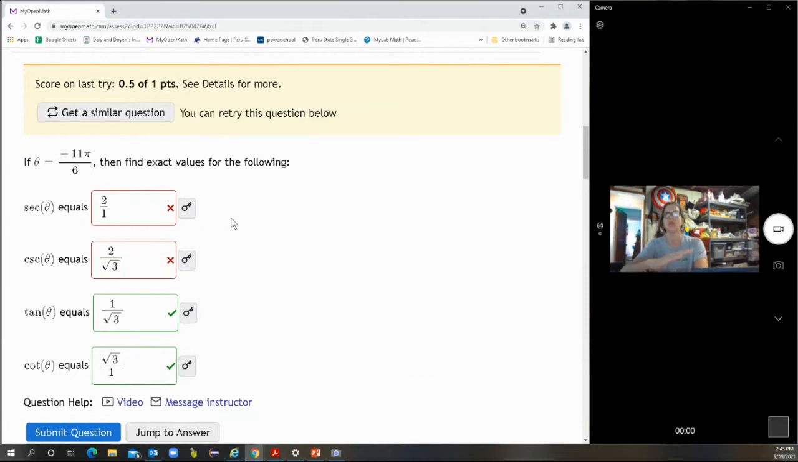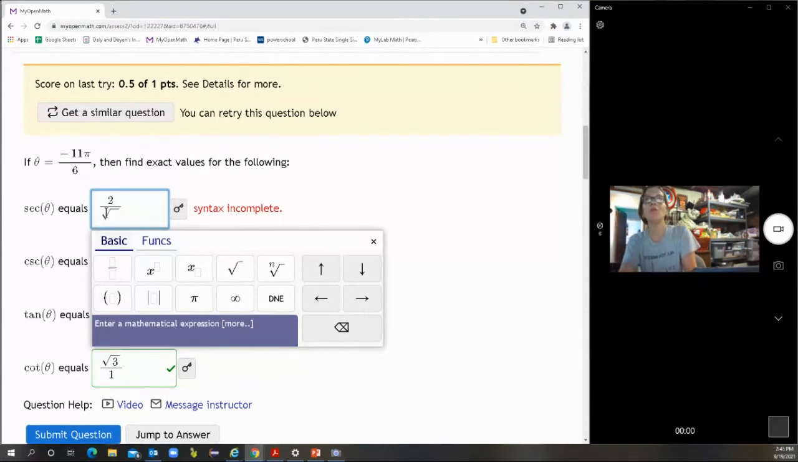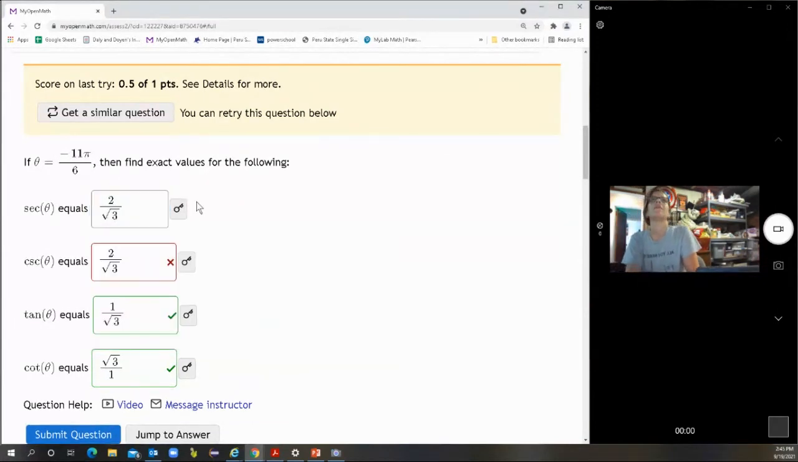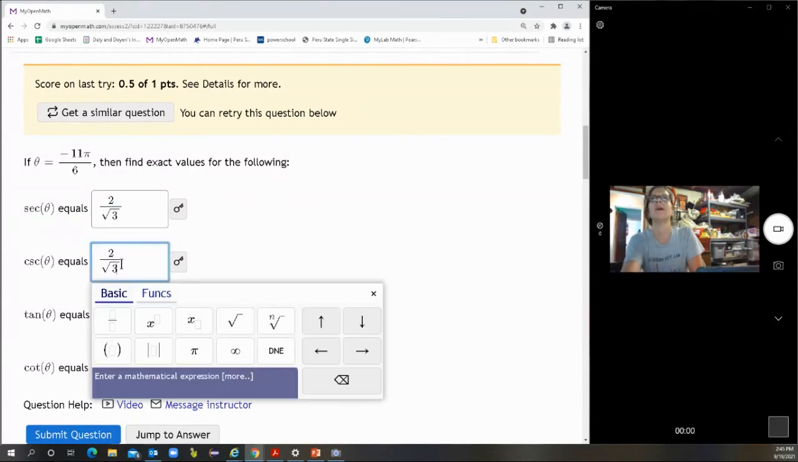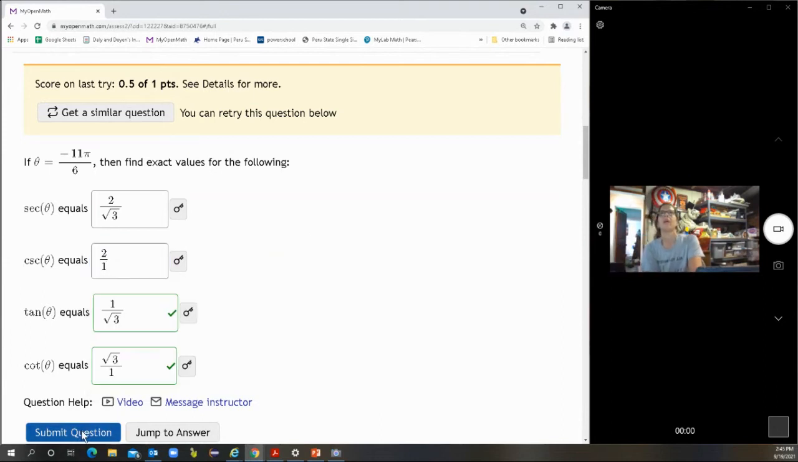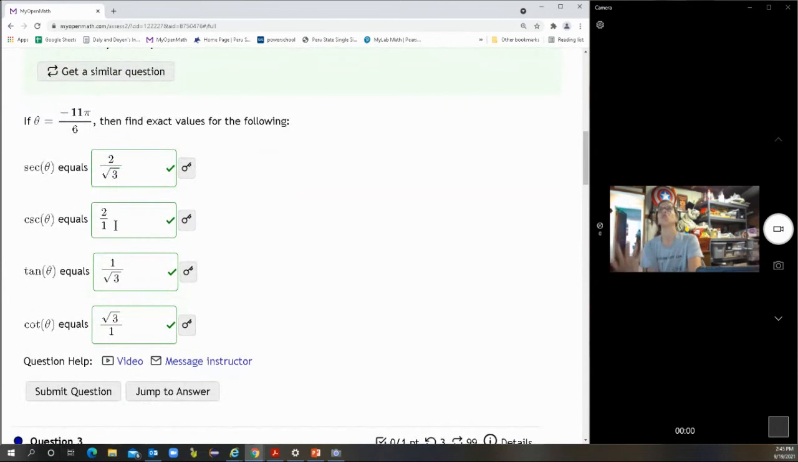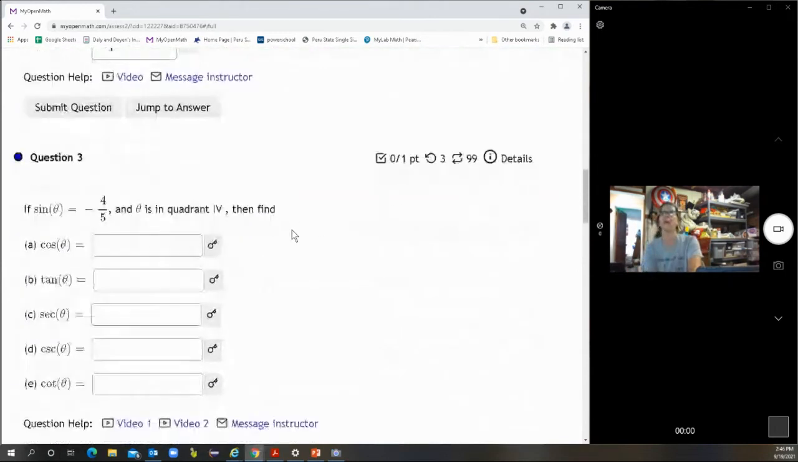So secant is 1 over cos. Oh, you guys, I did these backwards. Oops. Secant is 1 over cosine, and cosecant is 1 over sine. Sorry about that. And it is fine with them being unrationalized, and even 2 over 1, which looks a little odd, but just so you can kind of see that reciprocal in action.